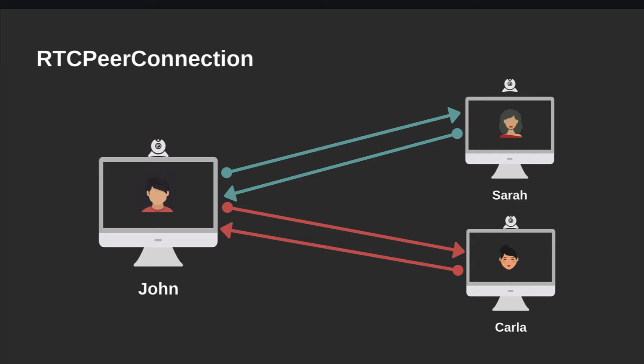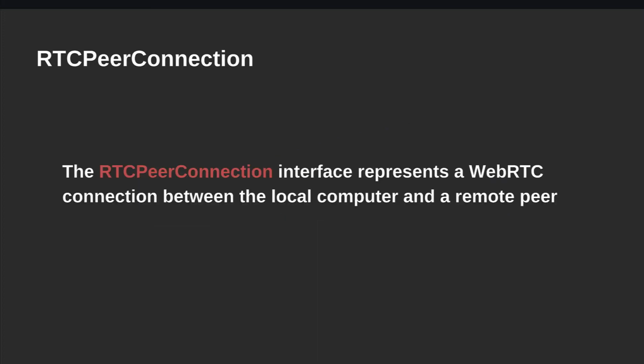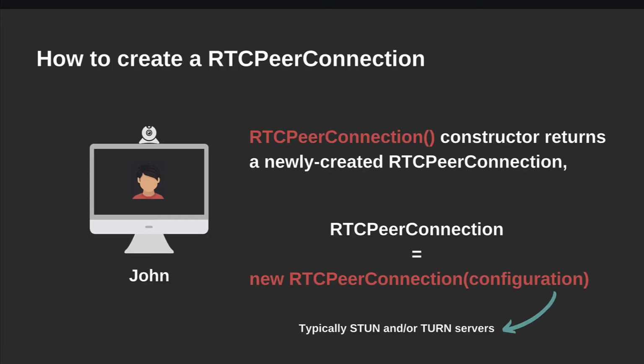Each connection is represented in WebRTC by an object called RTC peer connection. By definition, an RTC peer connection represents a WebRTC connection between the local computer and the remote peer. To create an RTC peer connection, we use a constructor. We can call this constructor with or without parameters called configuration. Configuration is an object providing options to configure the new connection. And typically we define ICE servers, STUN and TURN servers, that we'll discover during this video.